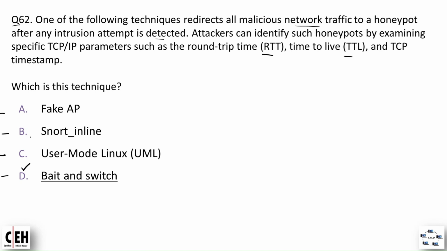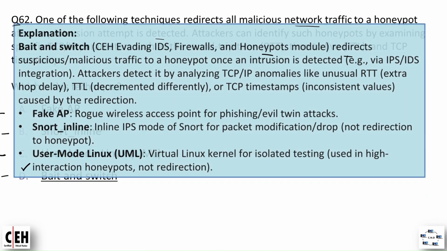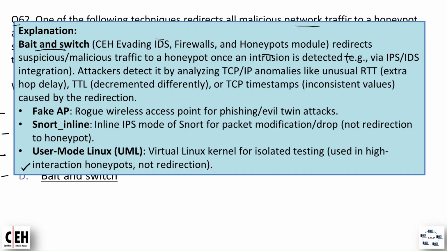And the explanation is, so bait and switch, covered in the CEH evading IDS, firewall and honeypot module, redirects suspicious and malicious traffic to a honeypot once an intrusion is detected, for example via intrusion prevention system and intrusion detection system integration.